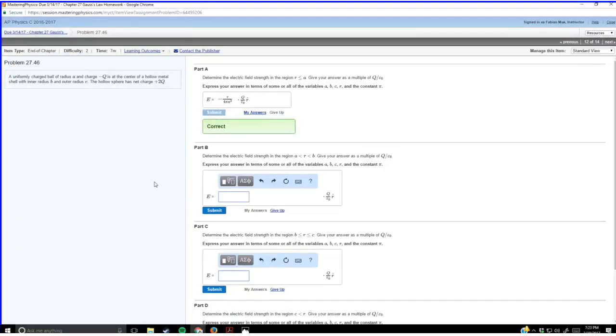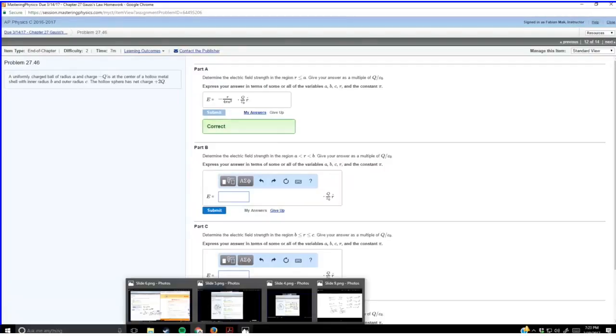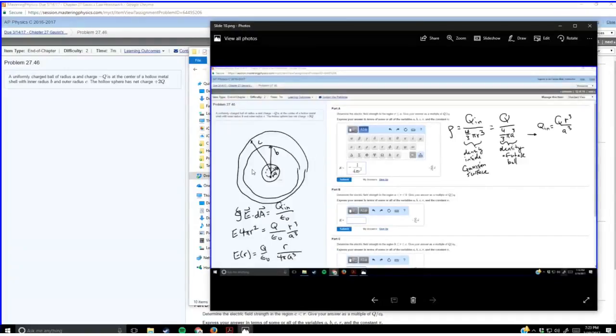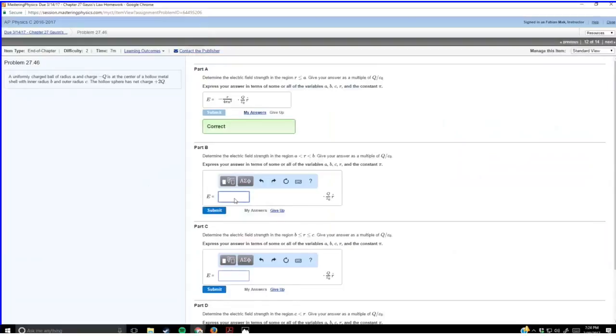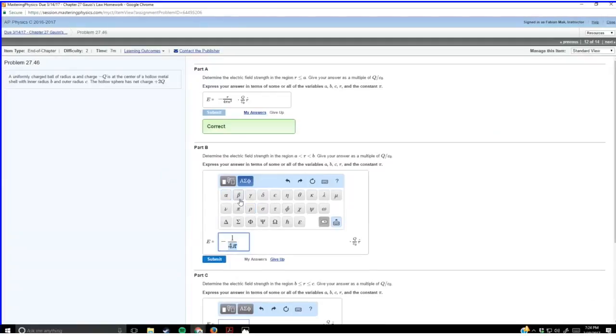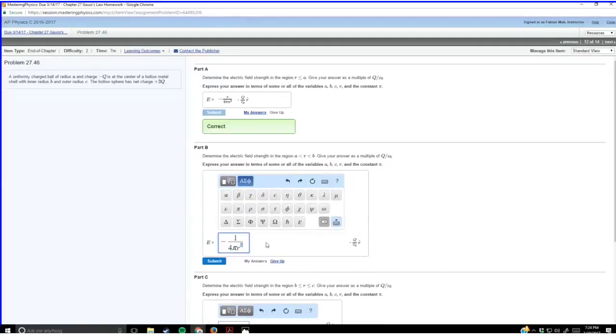Okay, so determine electric field strength. Now we're looking from A to B. That is between the sphere and the inside of the conductor. You're not in the sphere anymore. You're in the empty space between them. So we're in this space between A and B, and you do your Gaussian surface there. Your enclosed charge is just negative Q the whole time. So this ends up being negative 1 over 4 pi epsilon naught, Q over r squared.